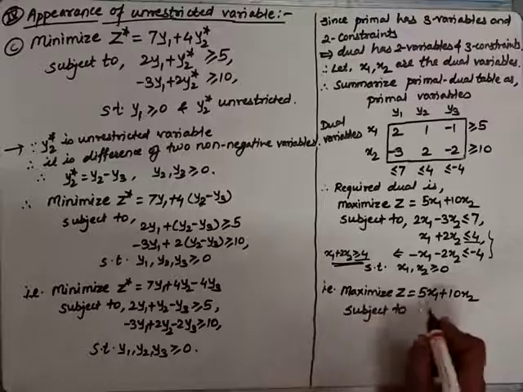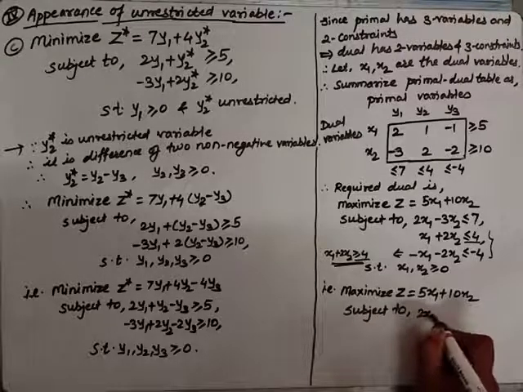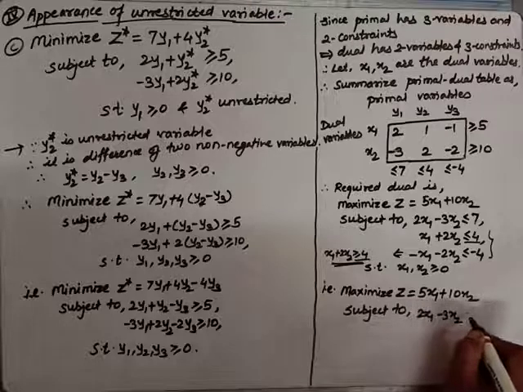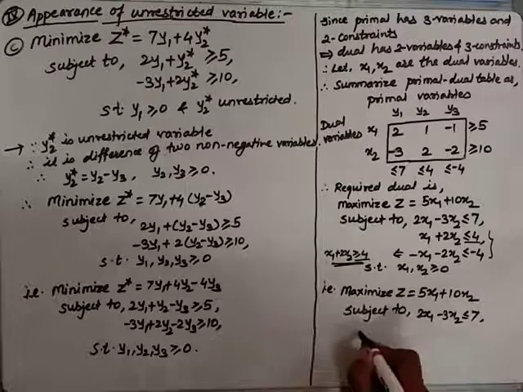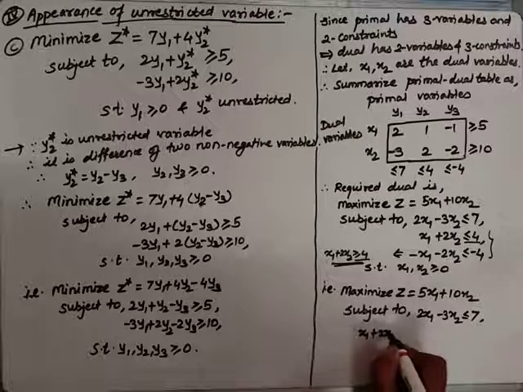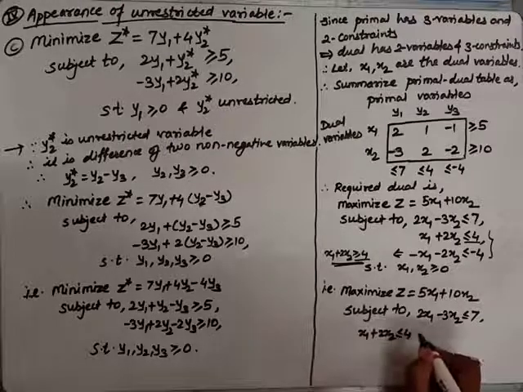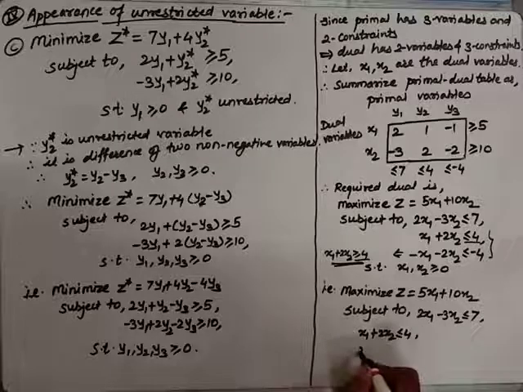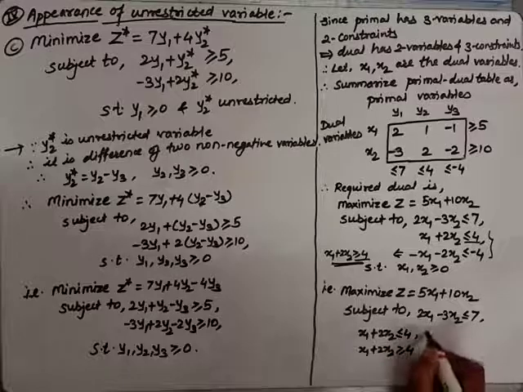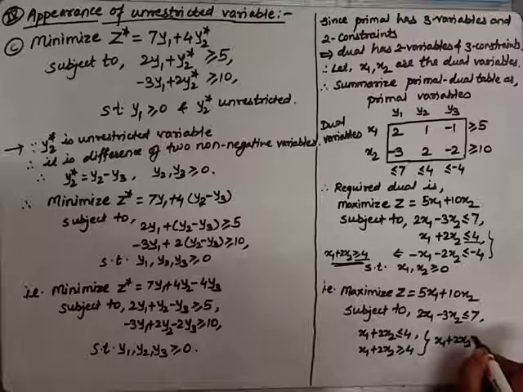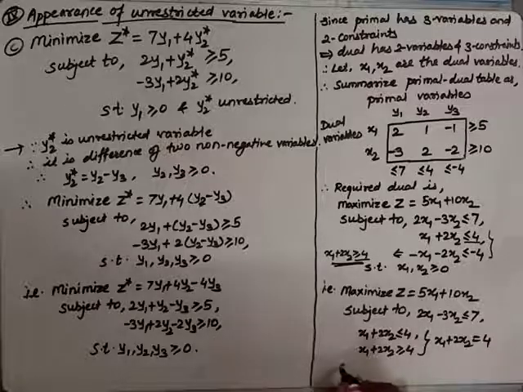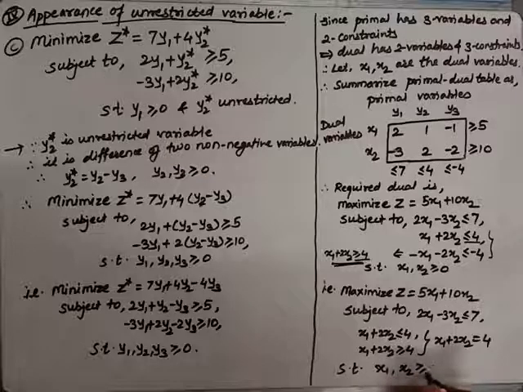subject to 2x1 minus 3x2 less equal 7, x1 plus 2x2 less equal 4 and x1 plus 2x2 greater equal 4. This together will give x1 plus 2x2 equal to 4, such that x1, x2 greater equal 0.